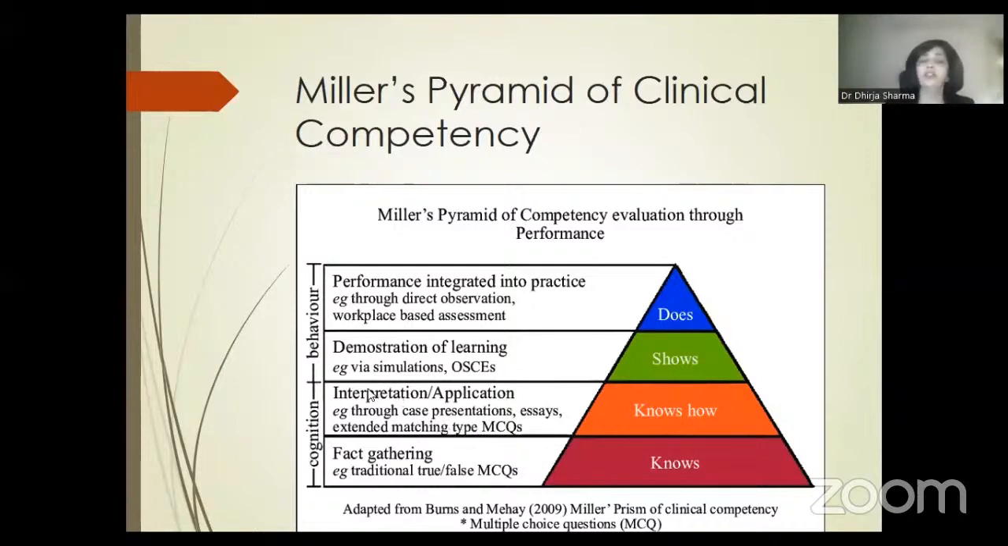Once the cognition of the situation is developed, when the knowledge is acquired, in the third stage, a student will learn to demonstrate the learning, and that is where the simulation and OSCE type of platforms come into effect. And once the learning is demonstrated, then the performance is integrated into practice, and this can be tested by direct observation or workplace-based assessment. And this is the pinnacle of Miller's pyramid of clinical competence.